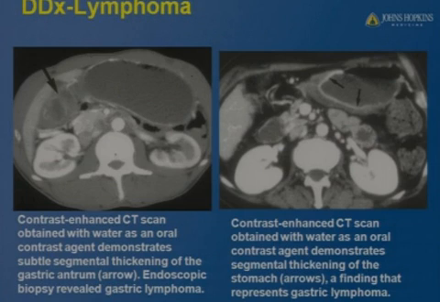Here we see two different patients demonstrating segmental thickening in the gastric wall. The gastric wall thickening is a little bit less dense than in gastric adenocarcinoma. We see these two different patients, with endoscopy revealing gastric lymphomas.